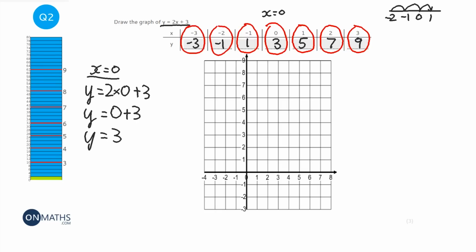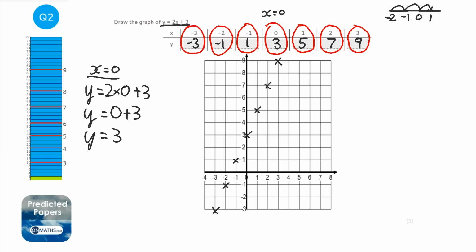The next step is to plot the coordinates on the graph. So my first coordinate is minus 3, minus 3. My next one's minus 2, minus 1. Then we've got minus 1, 1. Then we've got 0, 3. Then we've got 1, 5. 2, 7. And 3, 9.